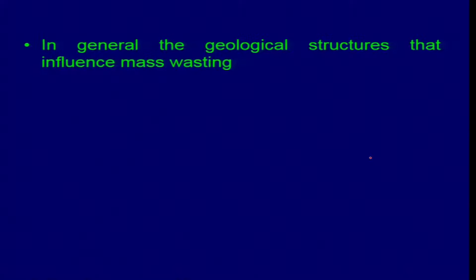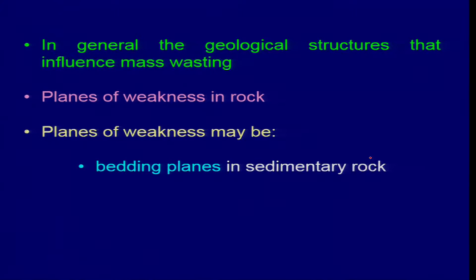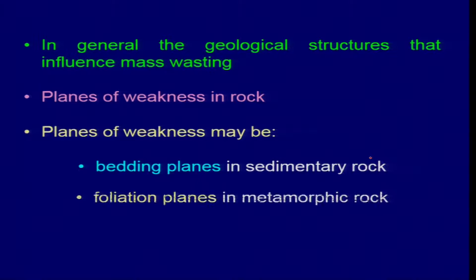Now, in general, the geological structures that influence the mass movement are the planes of weakness in rocks. Planes of weakness may be bedding planes in sedimentary rocks or foliation planes in metamorphic rocks. So, if these rocks are jointed, then you may have the problems of landslides.